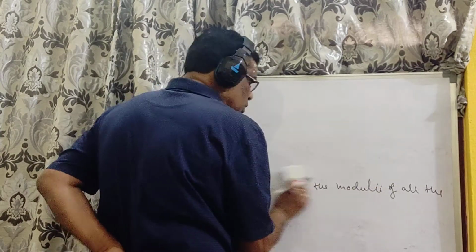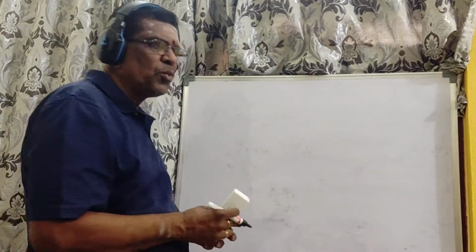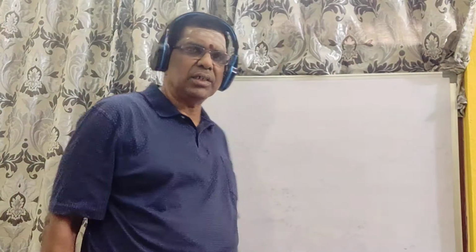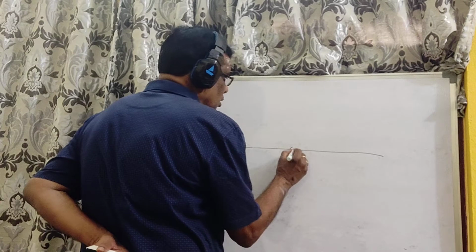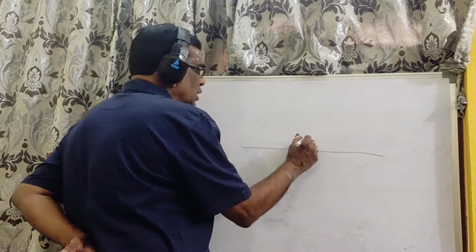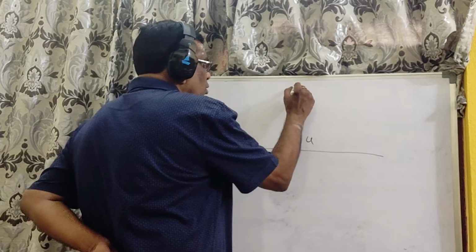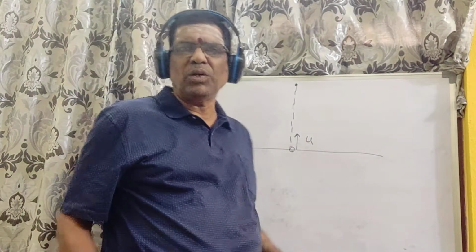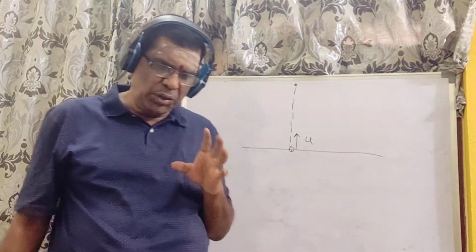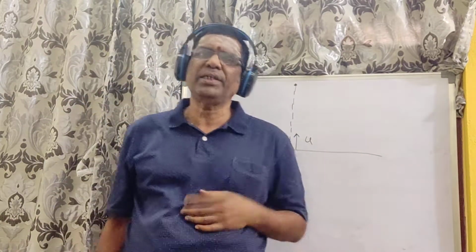and associated distances. Another frequently asked question is, suppose now I am asking you a question. I am projecting a body with velocity u. It will go up and then come down. We know that. Suppose I want to know what is the least distance covered. Now remember, I want to tell all of you one important thing.